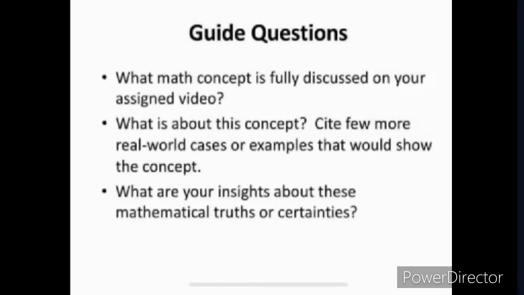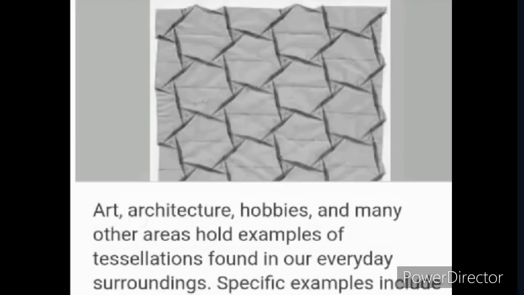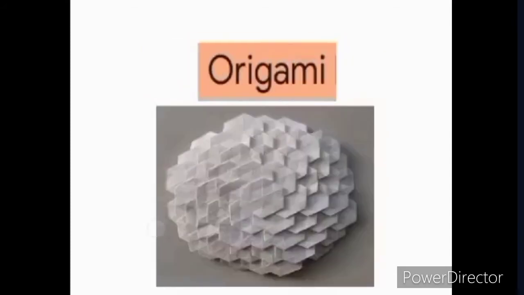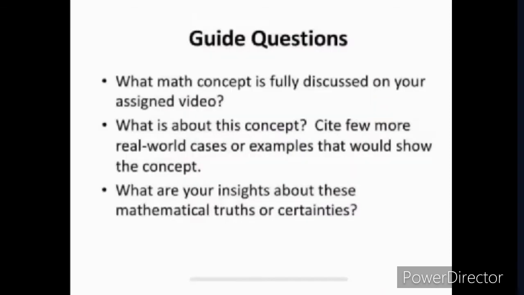What is about this concept? Cite a few more real-world cases or examples that show the concept. Art, architecture, hobbies, and many other areas hold examples of tessellation found in our surroundings. Examples include oriental carpets, quilts, and origami, which are real shape patterns in reality, the main purpose of tessellation in real life. Tessellation is a concept which leads to a better understanding of the basic truth about reality.